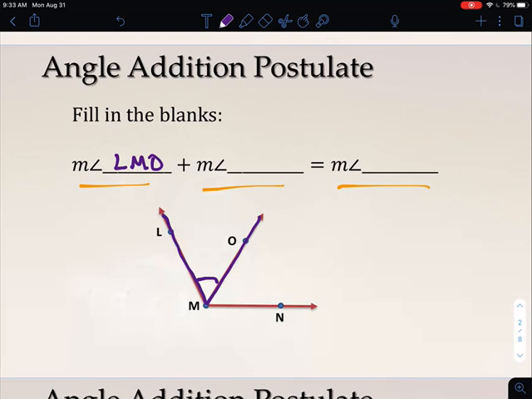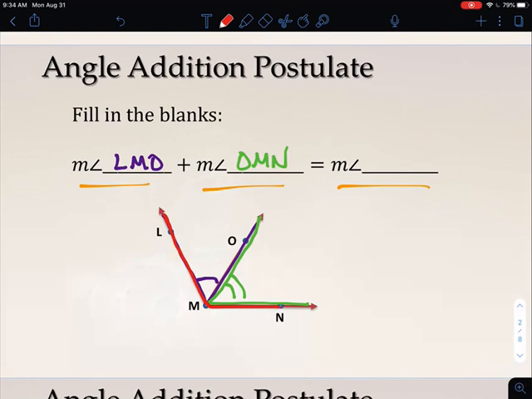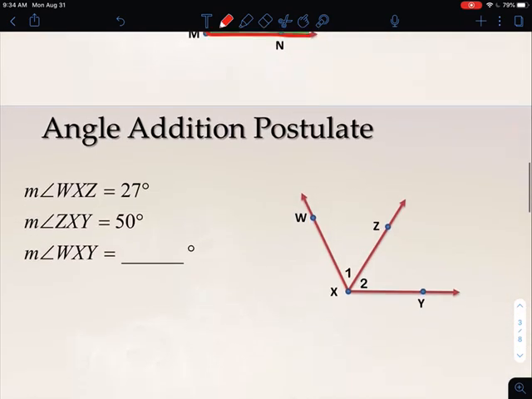So if I take the measure of angle LMO, I have a second small angle here that goes from O to M to N. So if I take those two angles, the purple plus the green here, and add those two little angles up, we actually end up with the third big overall angle, which goes from L to M to N. So take one little angle plus the other little angle equals the whole big angle. That's all we're doing with the angle addition.